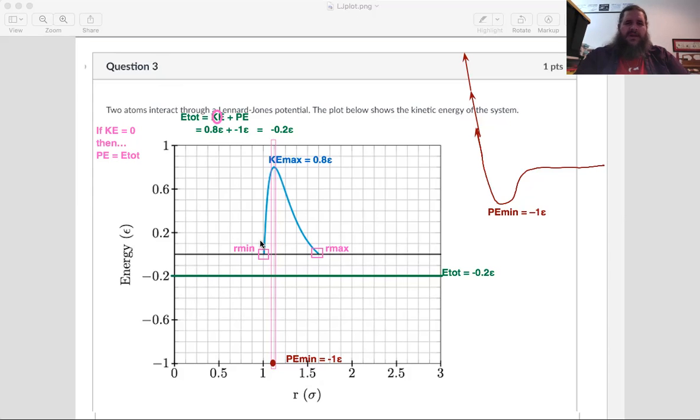So we at least know, not everywhere, but at these two locations, at this location and this location, the potential energy has to be the same value as E total. So that gives us 2 more data points on our graph of potential energy. At this location, R min, potential energy is -0.2. At this location, R max, potential energy is -0.2.